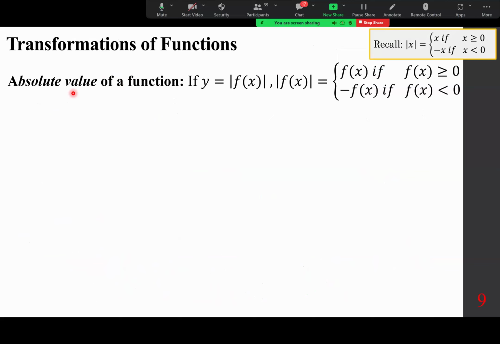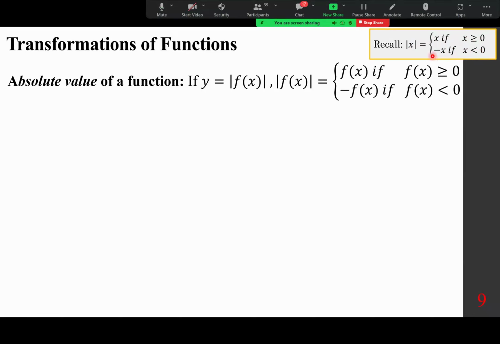Now, transformation of functions, absolute value of a function: y equals absolute value of f of x. Absolute value of f of x is f of x if f of x is greater than or equal to 0, and minus f of x if f of x is less than 0. I remind you that absolute value of x by definition is distance from 0. Therefore, absolute value of x is x if x is greater than or equal to 0, and minus x if x is less than 0.